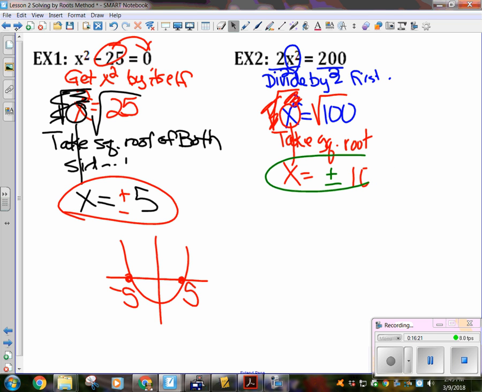Peppermint or chocolate? Peppermint or chocolate.